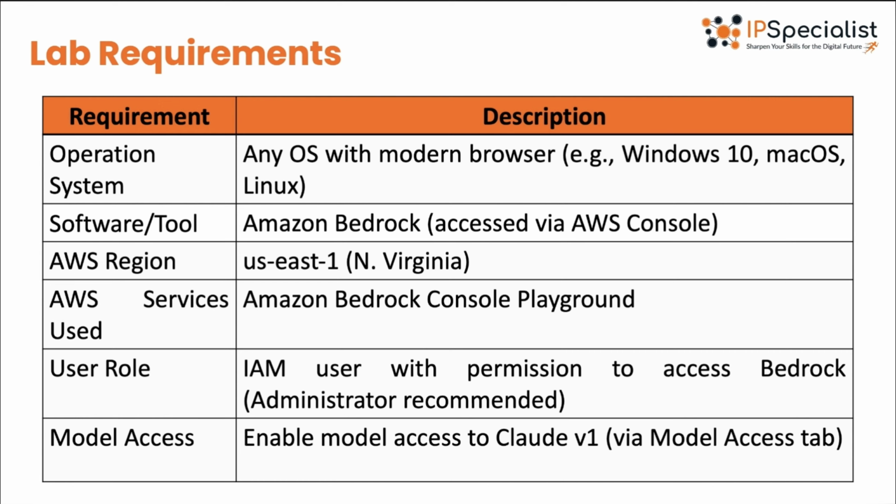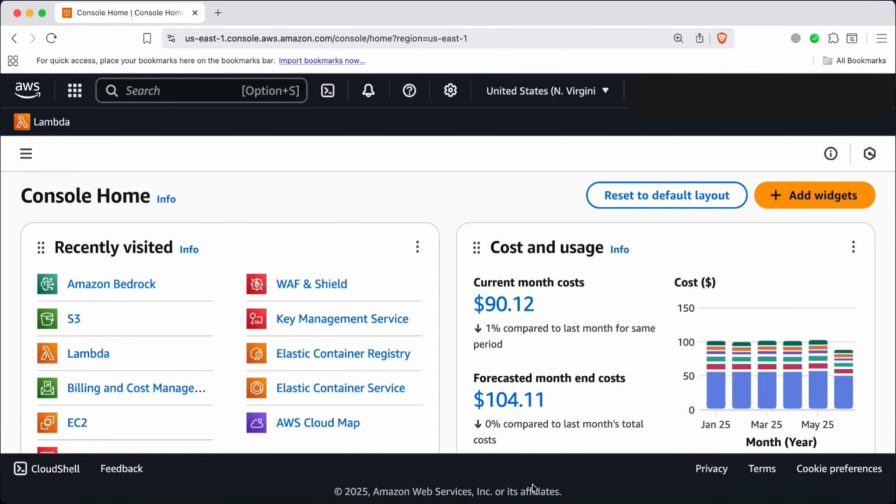And finally, don't forget to enable model access to Claude V1 through the Model Access tab in the console before starting the demo. So without any further delay, let's move on to our AWS Management Console. So this is the home page of the AWS Management Console. Over here, make sure that you are in the US East 1 North Virginia region, as many AWS services, including Amazon Bedrock, are initially available in this region.